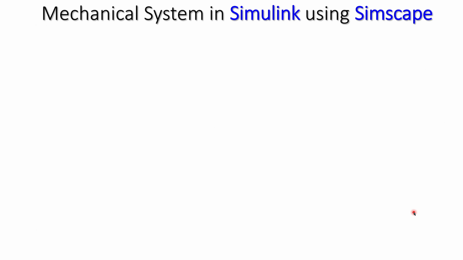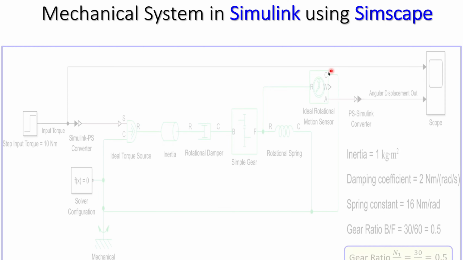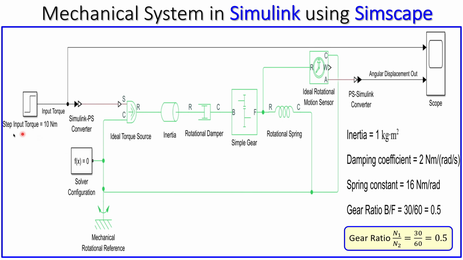Okay, let's then check the mechanical system in Simulink using Simscape elements. This is what I have set up. So this is the setup: a step input torque, which is 10 Newton meters in this case.